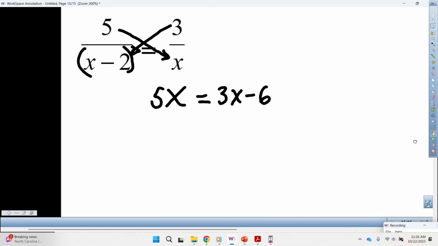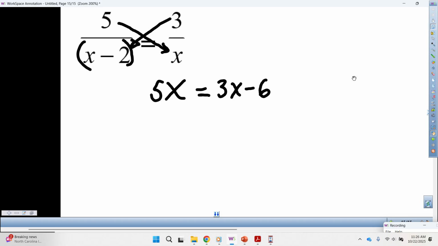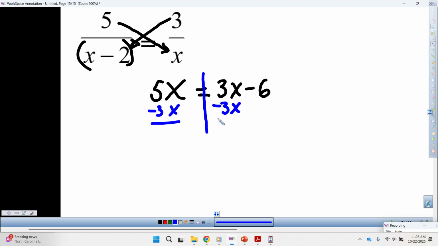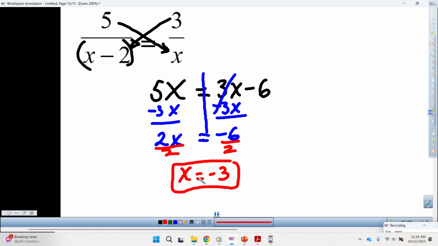From there, what are the next instructions on your steps? It said solve, right? All right, so let's solve. Line down the equal sign. I need to get all variables to one side. So I subtract 3x, subtract 3x. I end up with 2x equals negative 6. What do I do at the end? Divide by 2. X equals negative 3. Label this and write solution.